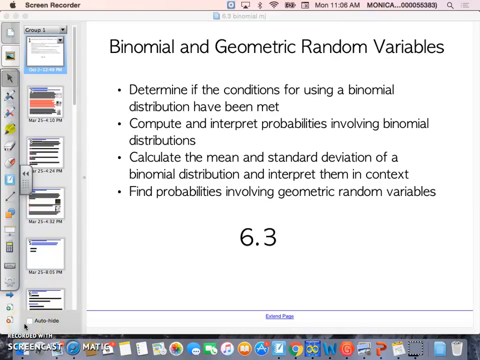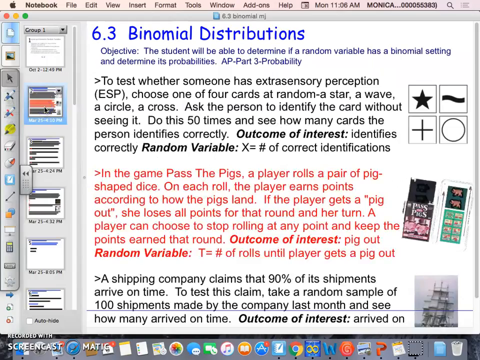All right, in chapter 6.3, we're going to be talking about binomial and geometric random variables. We're going to determine if the conditions for using a binomial distribution have been met, compute and interpret probabilities involving binomial distributions, and then calculate the mean and standard deviation of a binomial distribution. And then in part 2, you're going to find probabilities involving geometric random variables. So this is focusing on binomial distributions.